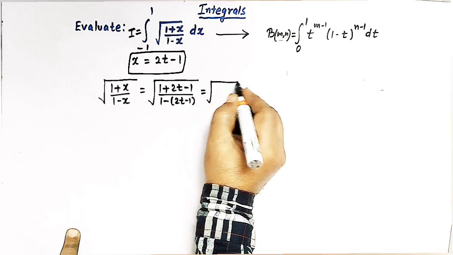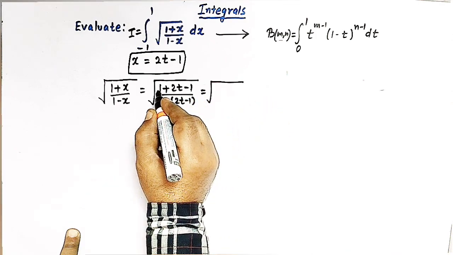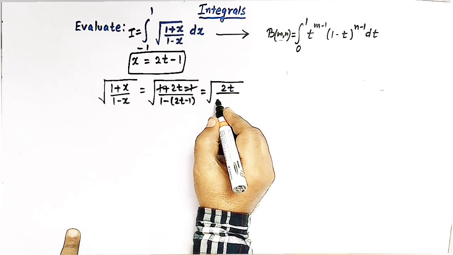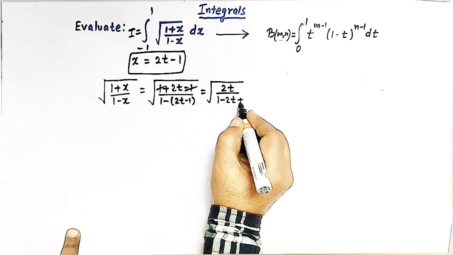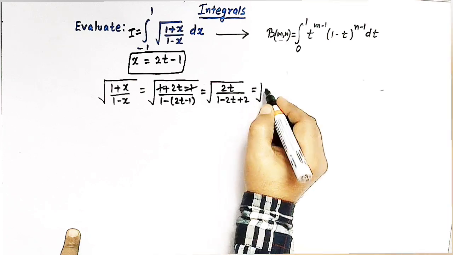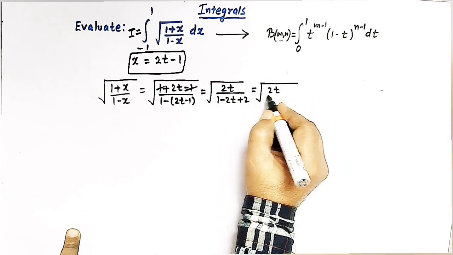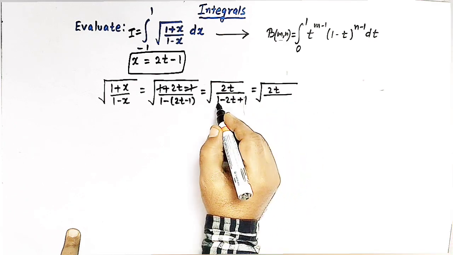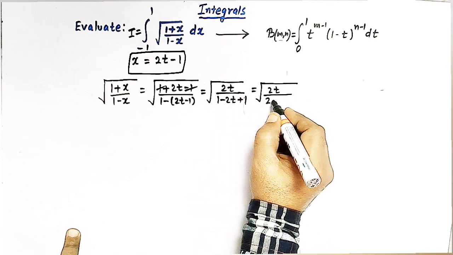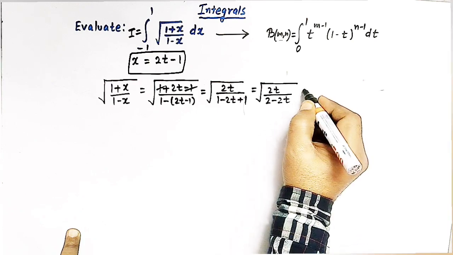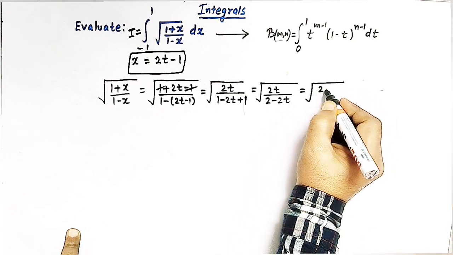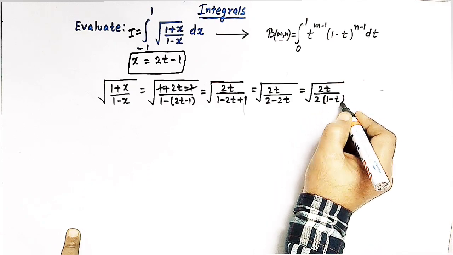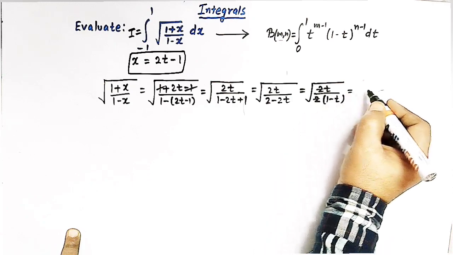So we can solve it. This one and this one get cancelled, and we are left with 2t, and here we have 1 minus 2t plus 2, and this is further equal to 2t divided by, here we have 1, right? So this is 1 plus 1 is 2, and this is minus 2t. So let us take 2 common in the denominator. So we have 1 minus t. Now this 2 and this 2 get cancelled.